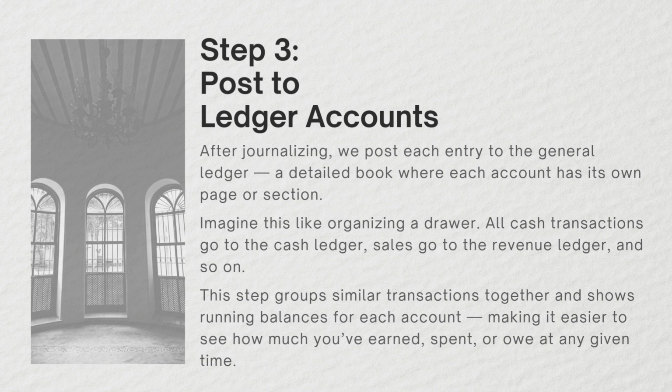Step 3. Post to ledger accounts. After journalizing, we post each entry to the general ledger, a detailed book where each account has its own page or section. Imagine this, like organizing a drawer. All cash transactions go to the cash ledger, sales go to the revenue ledger, and so on. This step groups similar transactions together and shows running balances for each account, making it easier to see how much you've earned, spent, or owe at any given time.